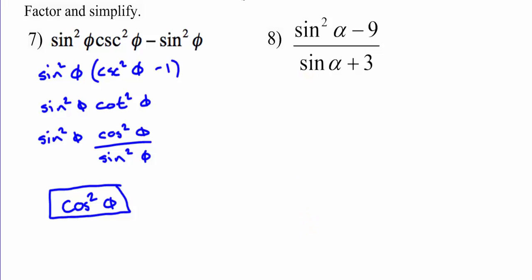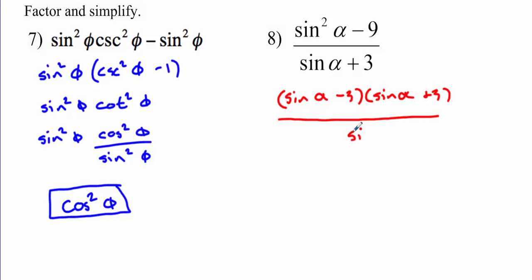All right, on number 8, this is an alpha Greek letter. So sine squared alpha minus 9 over sine of alpha plus 3. Now, I might be tempted to use a Pythagorean identity because I see this sine squared. But truthfully on this one, I think we have a much better option here. Sine of alpha minus 3 times sine of alpha plus 3. Anytime you have a factorable term, you want to consider that possibility as well.